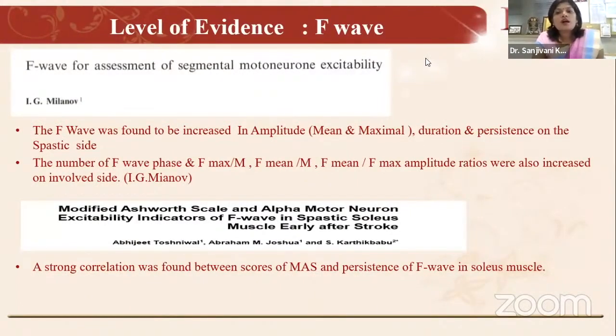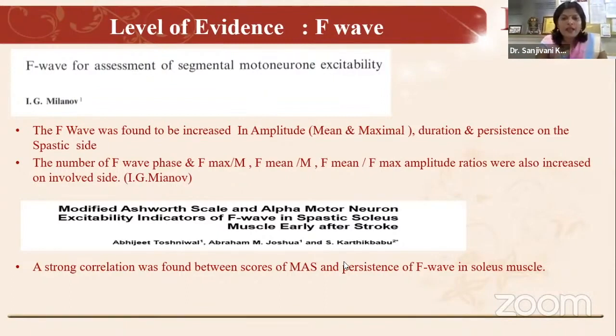Now, literature always matters. So what does the literature say about the F wave? The F wave is used for assessment of segmental motor neuron excitability. They found that the F wave increases in amplitude, duration, and persistence on the spastic side. The number of F waves, F mean, M mean, and the amplitude ratio were also increased on the hemiplegic side compared to normal.